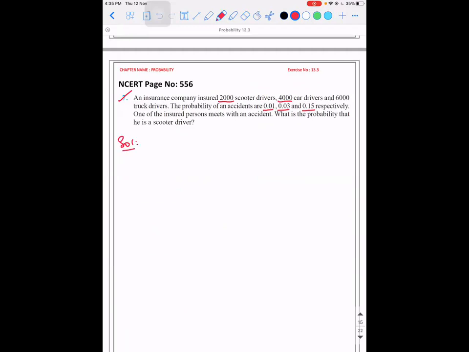Solution. What are the events? Let's go in the order. Event 1 is scooter driver, event 2 is car driver, event 3 is truck driver. Event A is that an accident occurs. So what is the probability of E1?